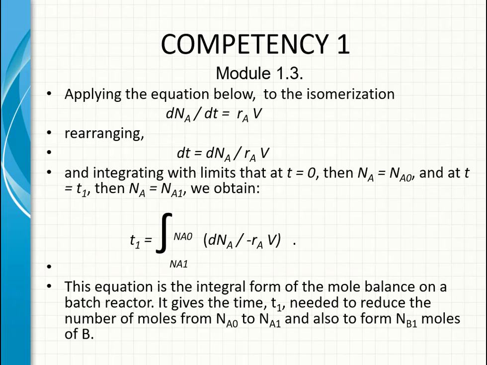And this equation is the integral form of the mole balance on a batch reactor. It gives the time t1 needed to reduce the number of moles from Na0 to Na1 and also to form Nb1 moles of B.